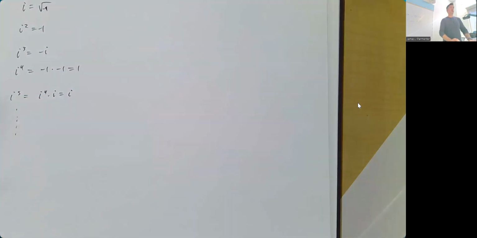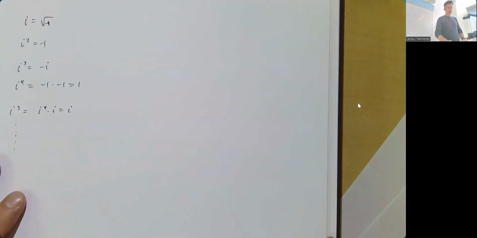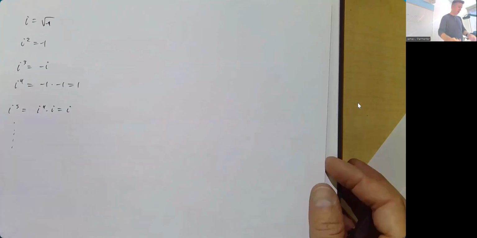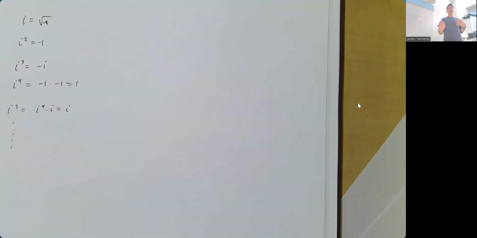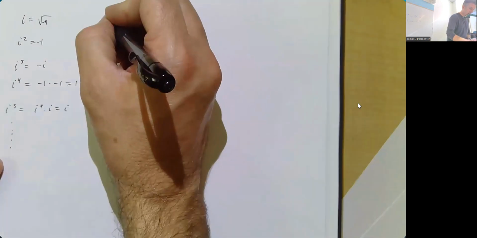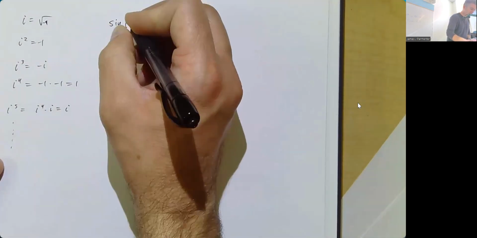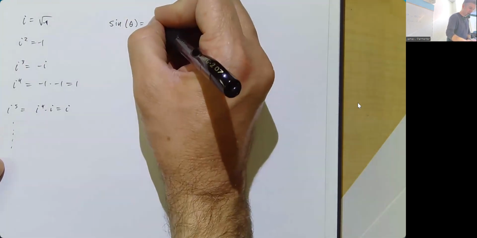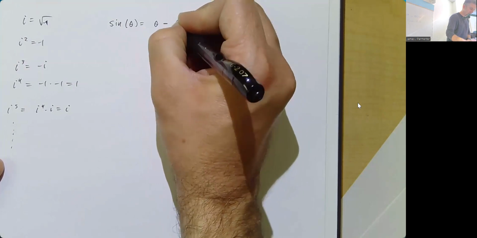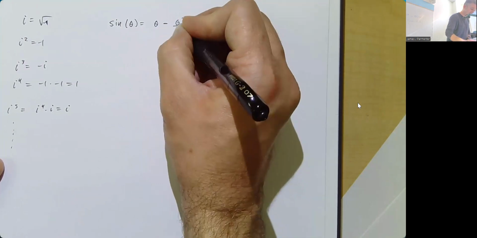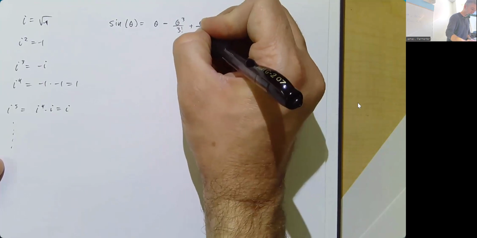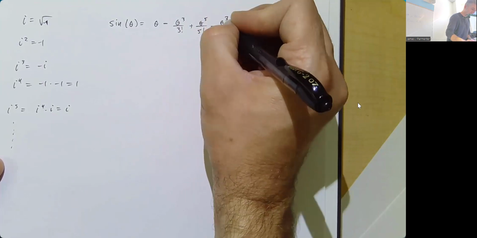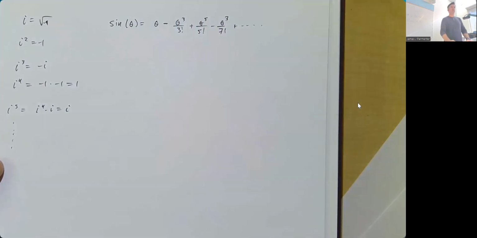Okay, I don't remember if this is something you've seen or not, but I'm going to tell it to you anyway. There is a way of writing sine and cosine as a Taylor polynomial, or a Maclaurin series. We can write sine of theta as theta minus theta cubed over 3 factorial plus theta to the 5th over 5 factorial minus theta to the 7th over 7 factorial, forever and ever and ever.